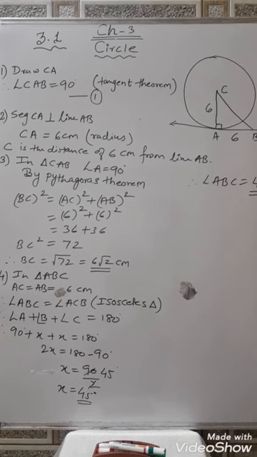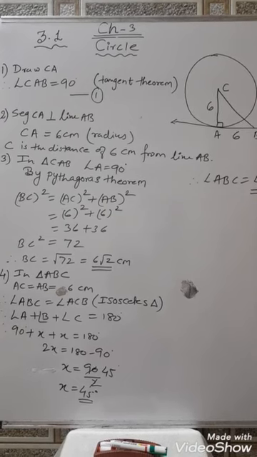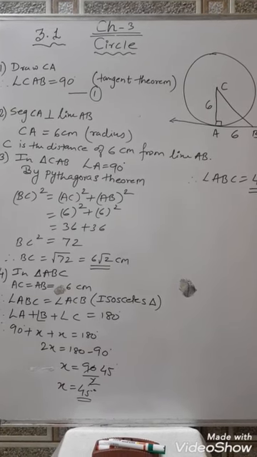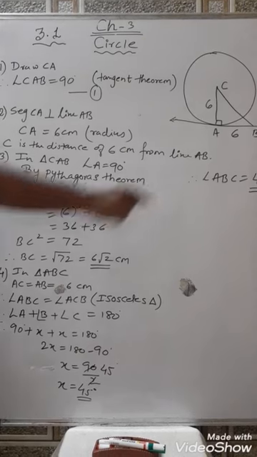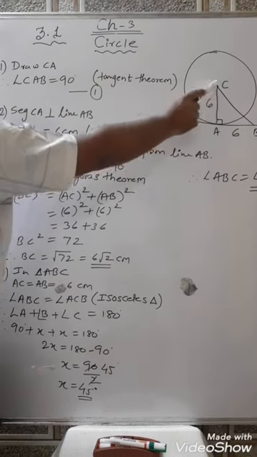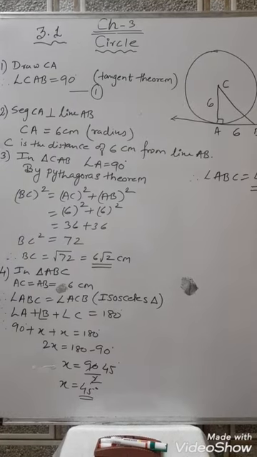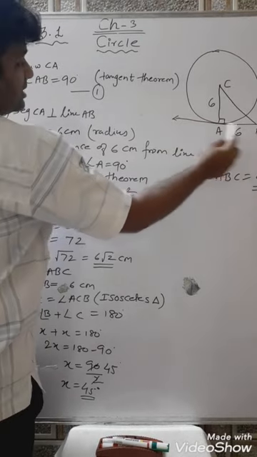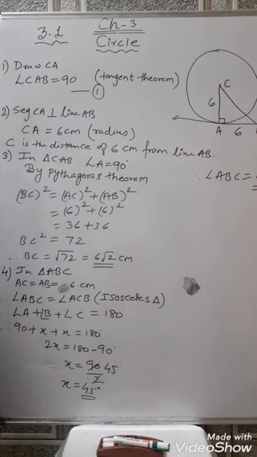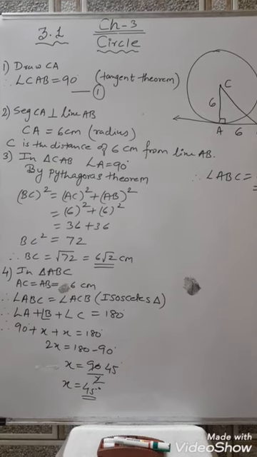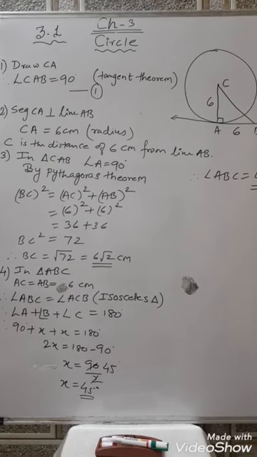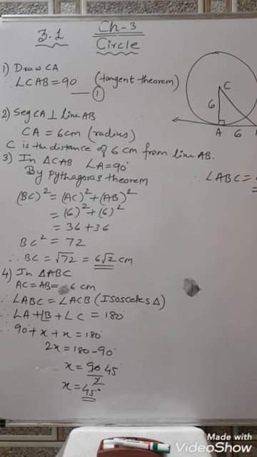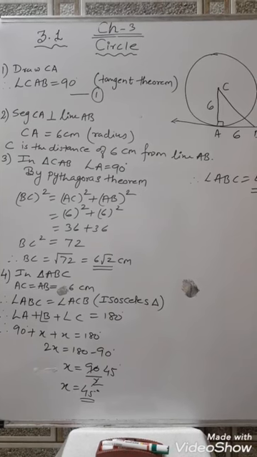In the adjoining figure, the radius of a circle with center C is 6 cm. So the radius is given as 6 cm with center C. Line AB is a tangent at A. As we know, a line which touches the circle at one point is known as a tangent. Answer the following. What is the measure of angle CAB?